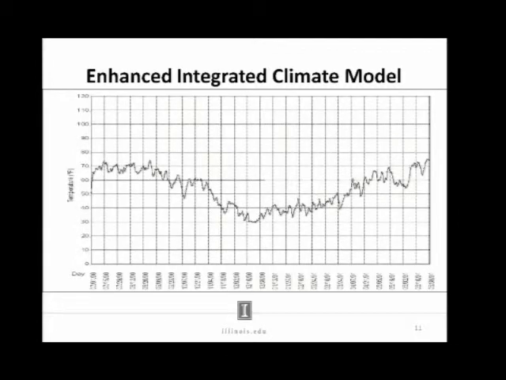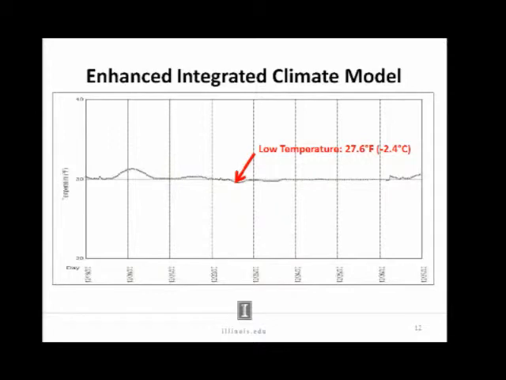So if we look at this temperature variation at that depth throughout the year, at 23 inches, we can see that we get the lowest temperature about right here. If we zoom in, that temperature happens to be minus 2.4 C.